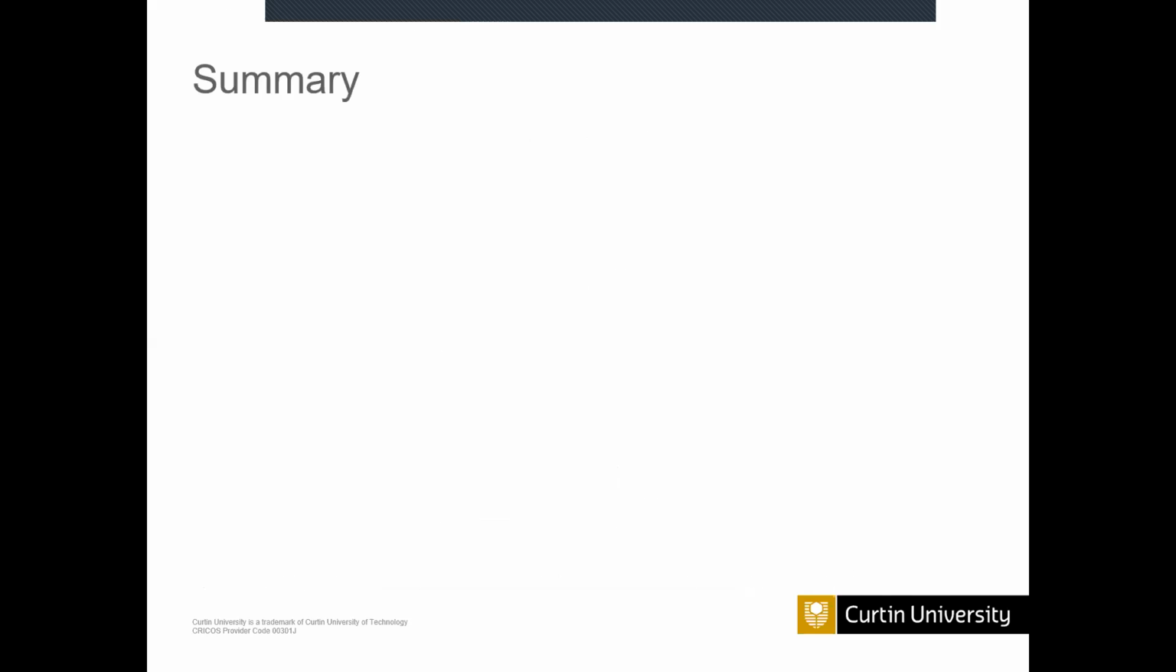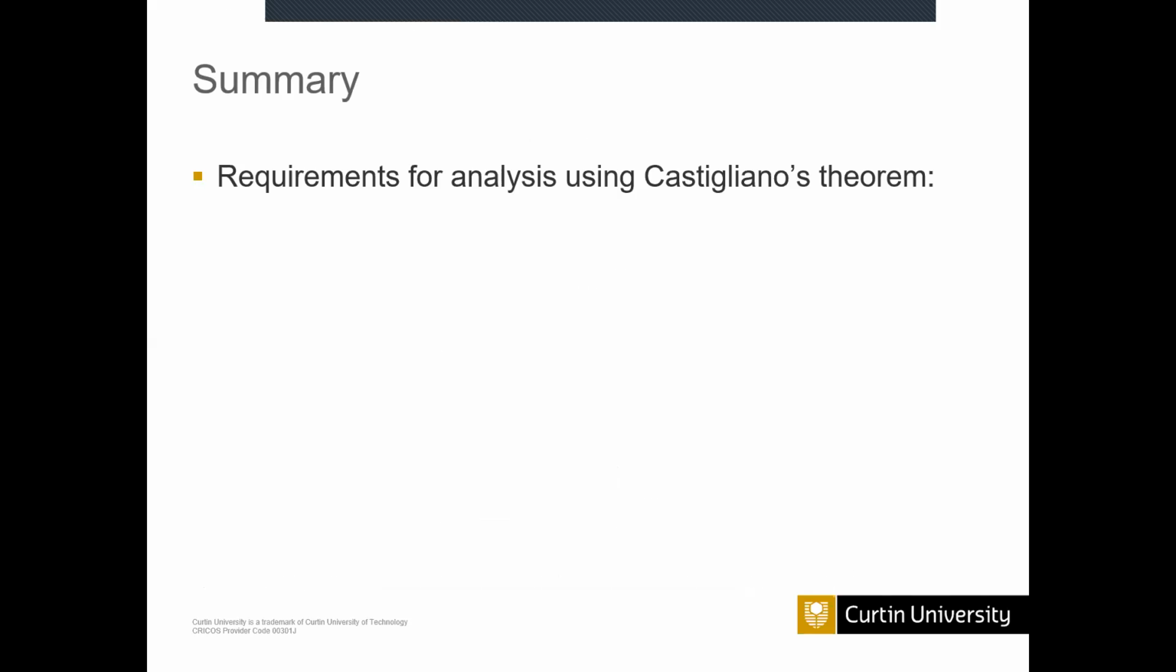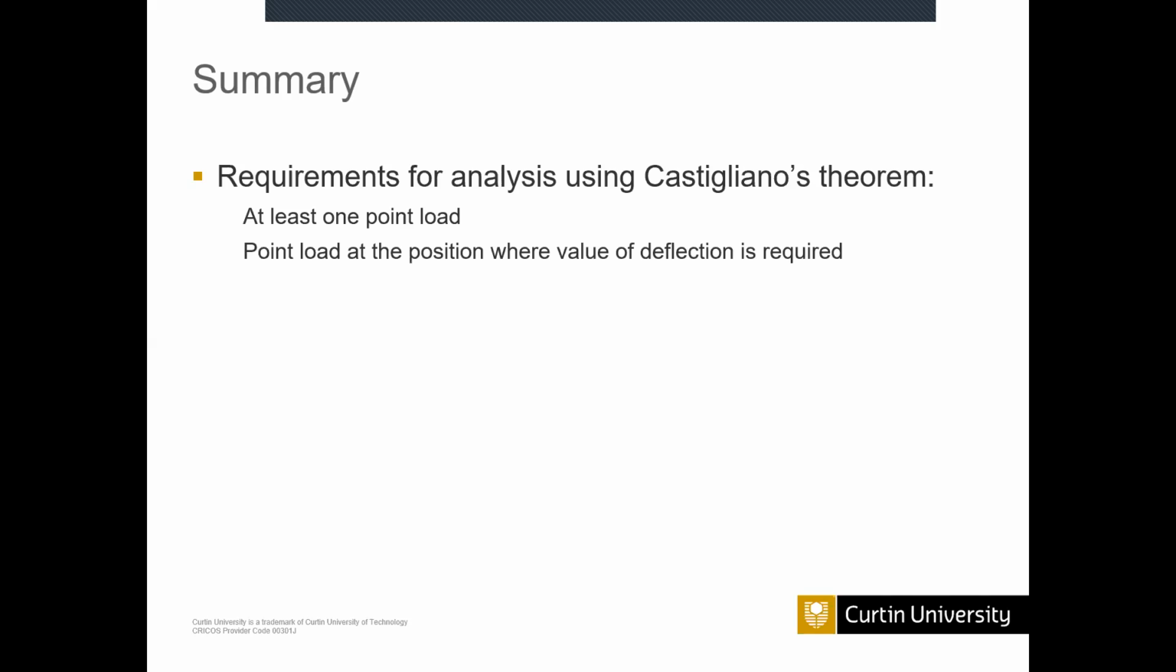So, summary of this session: you should know how to do analysis using Castigliano's theorem. At least one point load should be there. When you are going to use Castigliano's theorem, there should be at least one point load, at the position where the value of the deflection is required. That point load should be the point where we are going to find the deflection, acting in the same direction as the required deflection. Those conditions should be satisfied.